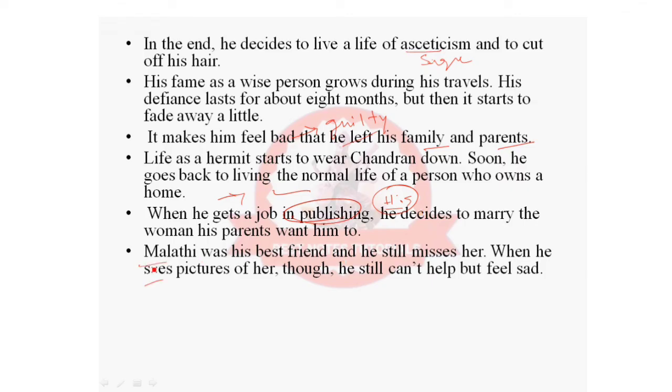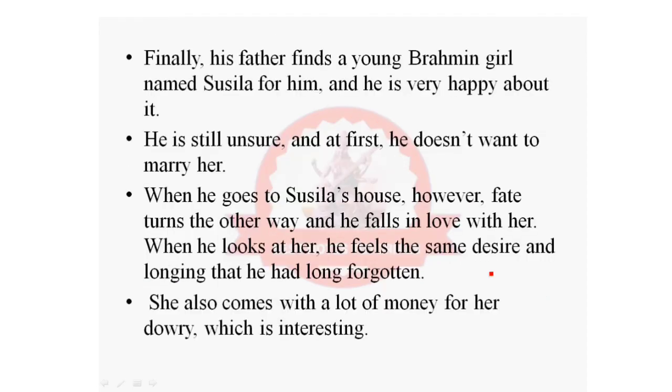Malti was his best friend, and he still misses her. When he sees a picture of her, he still can't help but feel sad. So finally he marries Sushila. Finally, his father finds a young Brahmin girl, as I told you, and her name is Sushila, and he is very happy about it. He is still unsure at first. He doesn't want to marry her. First, he was unsure, but later he marries her.